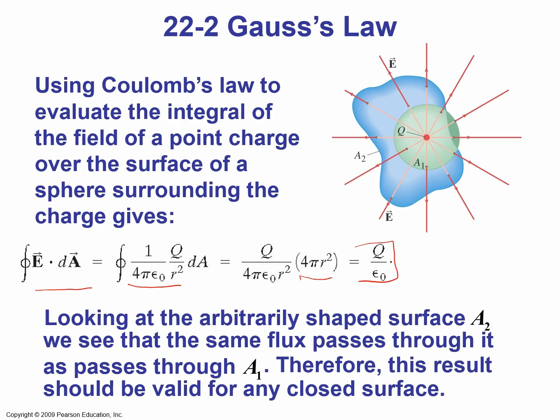Looking at the arbitrarily shaped surface A, and here we are showing A1 or A2. A1 is a symmetric sphere, but A2 is an arbitrarily shaped surface. We see that the same flux passes through either of the surfaces. Therefore, this result should be valid for any closed surface, and that's the power of Gauss's law.